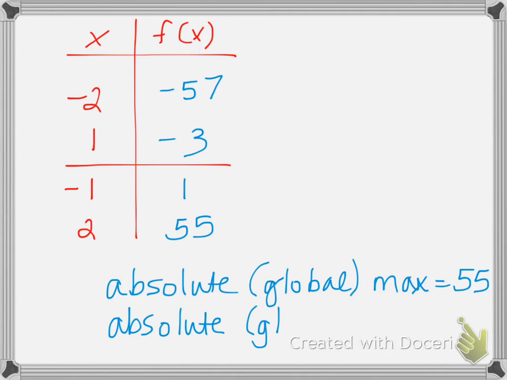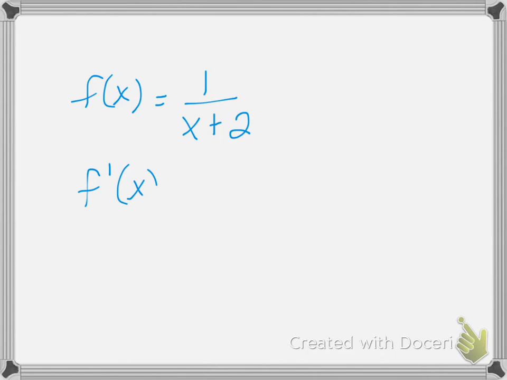So I know that my absolute, you also might see the word global, max is at 55. Or is 55, and the absolute or global min is at -57, or it is -57.